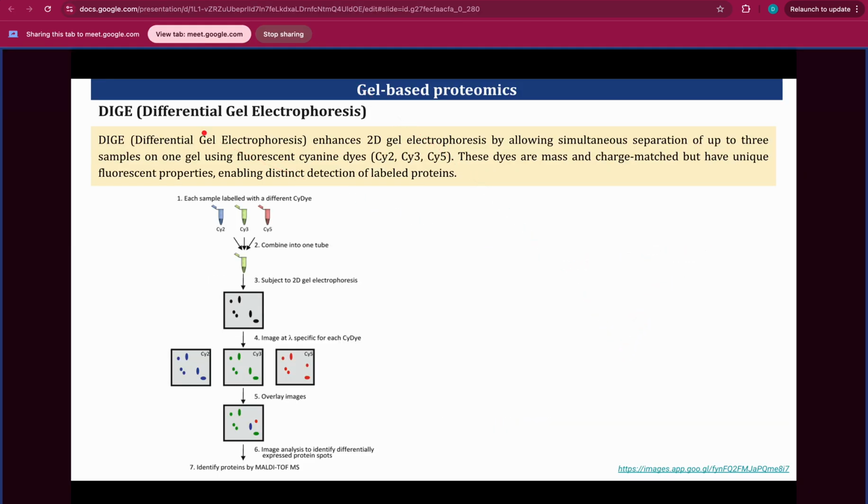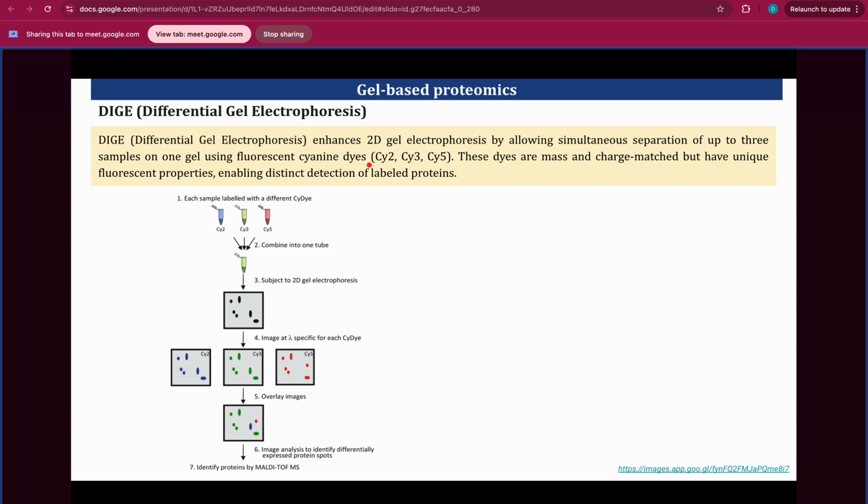So now let's look into DIGE, which is differential gel electrophoresis, or some people call it difference in gel electrophoresis. So DIGE is an advancement to the 2D gel electrophoresis or 2D PAGE. So why is it an advancement? Because it allows us to simultaneously run multiple samples at the same time. So in this, in addition to 2D PAGE, we can use the fluorescent cyanine dyes.